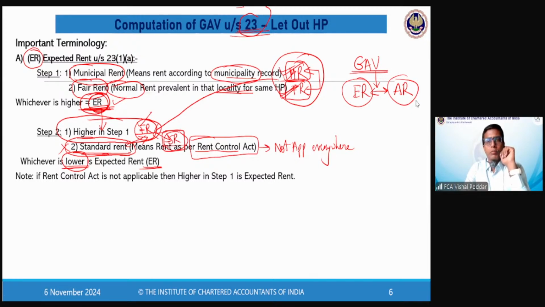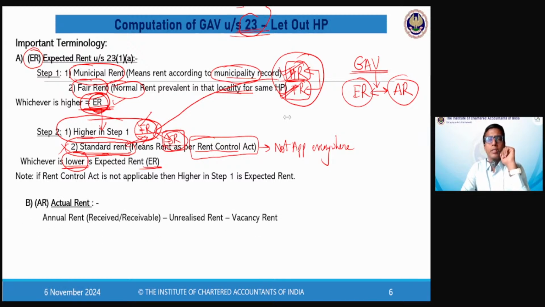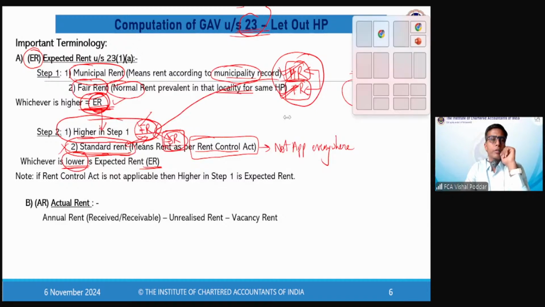Okay, now proceeding further. But you don't have to compute standard rent. Standard rent is fixed by the Rent Control Act. So Rent Control Act gives you the standard rent figure. In exam sums also it is ready-made given. It is not computed. We don't compute the standard rent. Right?